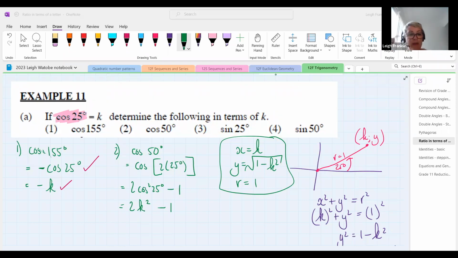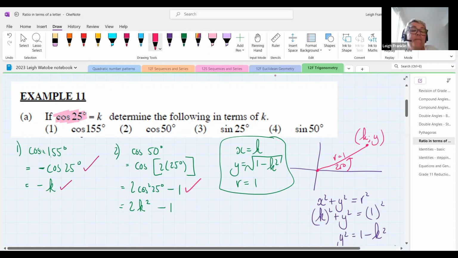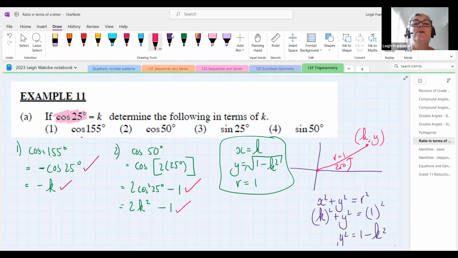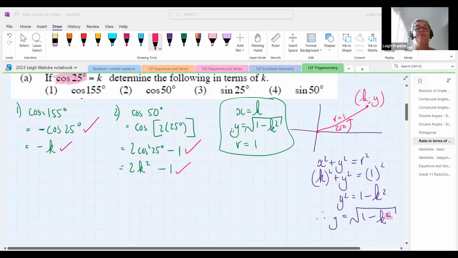Good stuff. How's everybody feeling? Is this making sense? Are we all good? Thumbs up. Cool. I'm so glad to hear that. Again, we would get 1 mark for expanding our double angle and another mark for our answer. Thanks for all the thumbs ups. Well done, everybody. Now let's have a look at number 3.